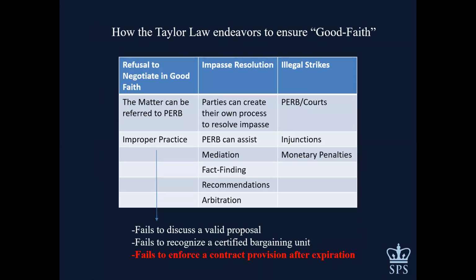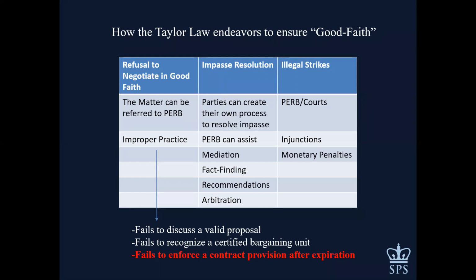Okay. So how does the Taylor law endeavor to ensure good faith? Well, let's look at a few examples. If you look at the left side of the chart, the allegation being made is, for example, that the school district is refusing to negotiate in good faith. The union wants to refer the matter to PERB, and they want them to issue an improper practice and force them back into compliance. What does it mean to not negotiate in good faith?